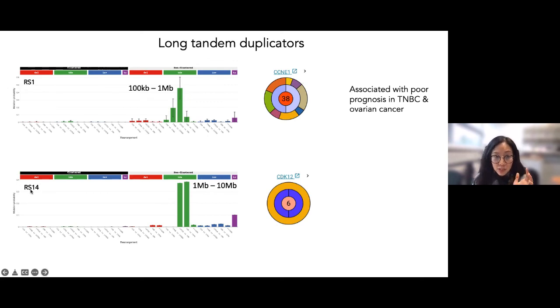And in RS14, they are 1 megabase or more. So there's a big duplication and it's reinserted. RS1 is associated with cyclin E1 amplifications. RS14 is associated with CDK12 mutations. Both of these have been associated with poor prognosis in TNBC. This one in particular, CDK12, with poor prognosis in ovarian cancer. So I'm only highlighting them because people have started to report on some of these. So you have to watch this space. This is going to change.